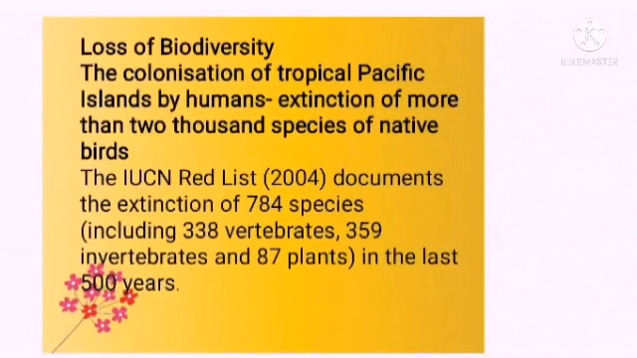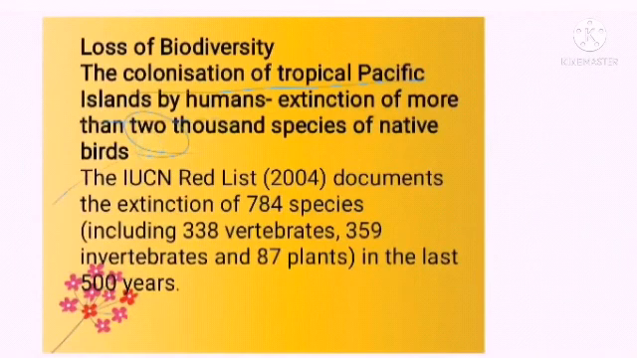Yes, the next topic we are going to discuss is loss of biodiversity. Colonization of tropical Pacific islands by humans. So humans started colonizing where? The Pacific Islands. So we are occupying most of the places, and because of which in the Pacific Islands more than 2000 species of native birds have already become extinct.